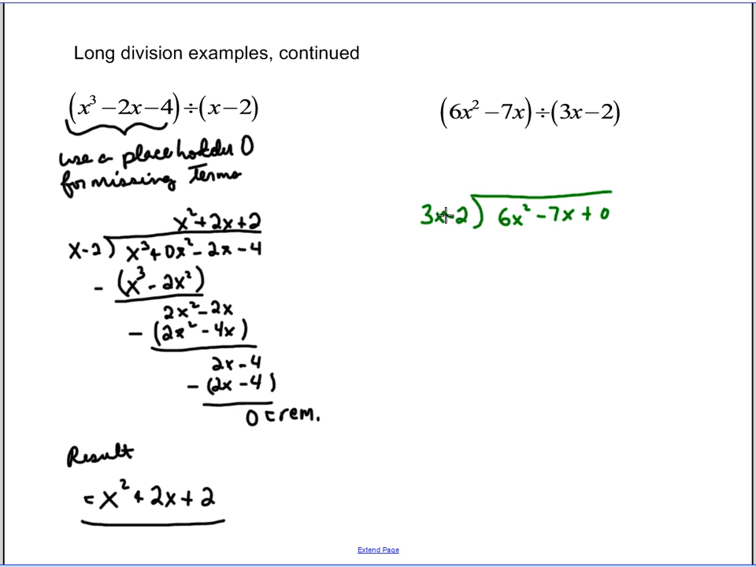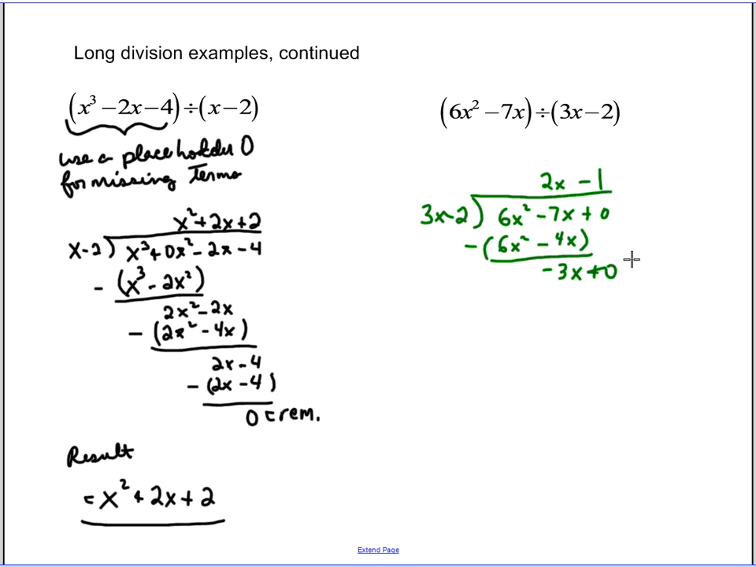So we ask, what do we multiply by 3x to get 6x squared? The answer, of course, is 2x, because 2x times 3x gives me 6x squared. And 2x times negative 2 gives me minus 4x. And so now I'm going to do a subtraction right here. Subtract this away. We're going to end up with, looks like 0. Looks like negative 3x. And then, of course, I'm going to bring down my plus 0. It's my placeholder. So 3x times what gives me negative 3x? The answer, of course, is negative 1.